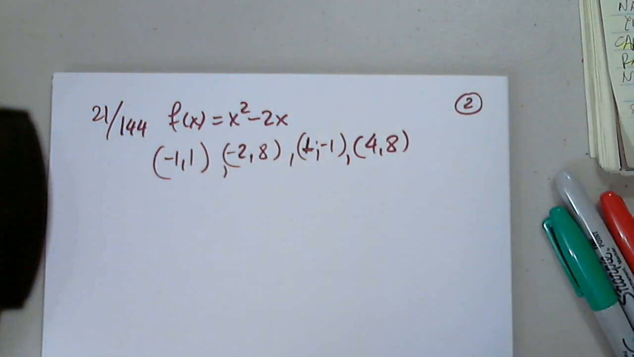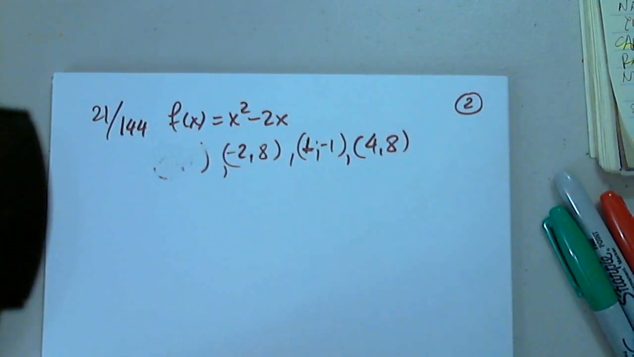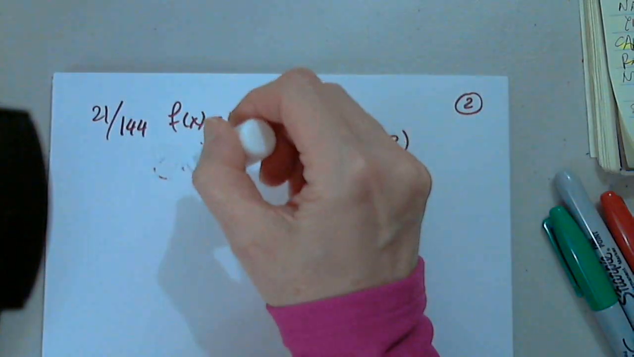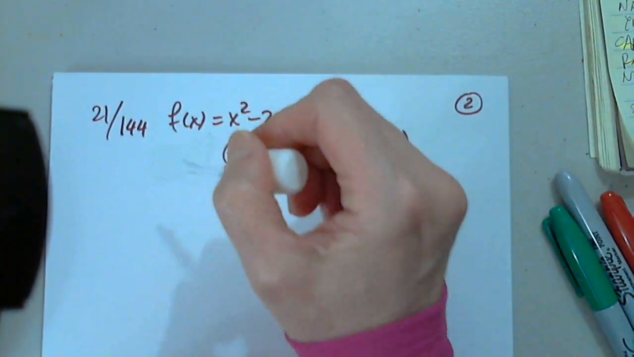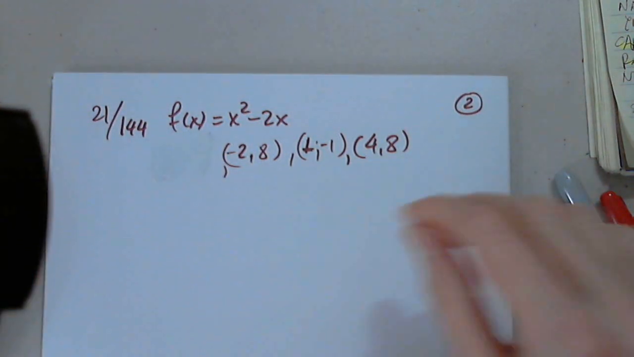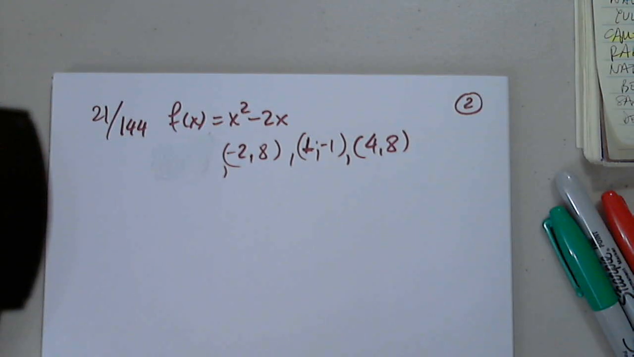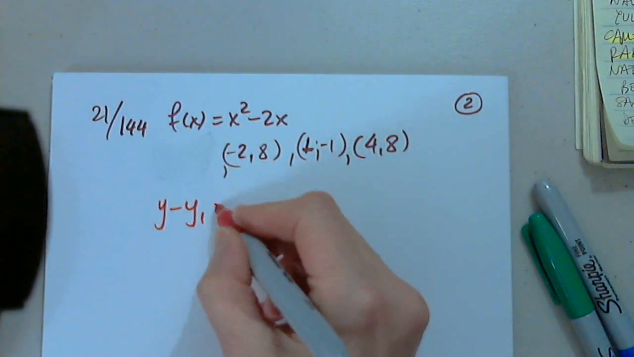So we are given a point, and we are asked to find the equation of the tangent line to the graph of the function at that point. So as we reviewed last time, the point-slope form. Can anyone give us the point-slope form again? Y minus y1 equals m times x minus x1. Thank you, Sam.